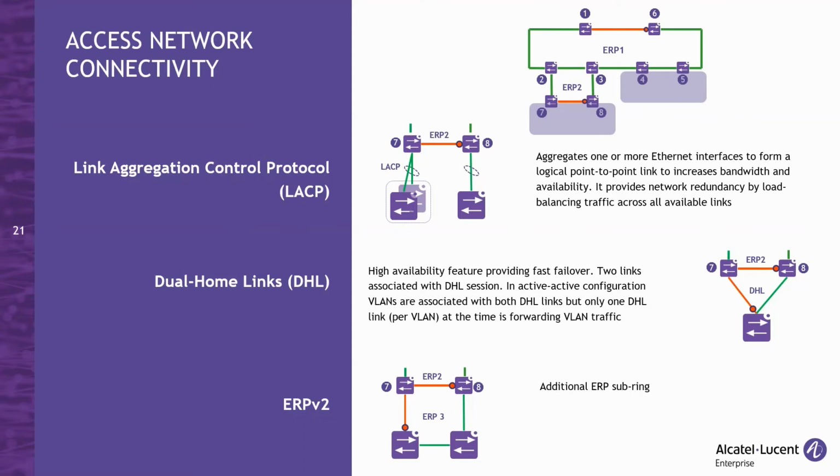If supported by physical cable infrastructure, a single access node could be connected to two core nodes using dual home link technology configured at the access layer node. In this case, user VLANs could be divided over both active links, while in case of link failure, remaining link would forward all the VLANs. There is also an option of adding another ERP subring to form an ERP-based access layer.